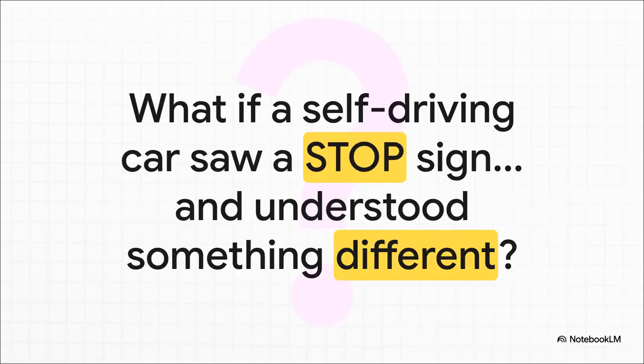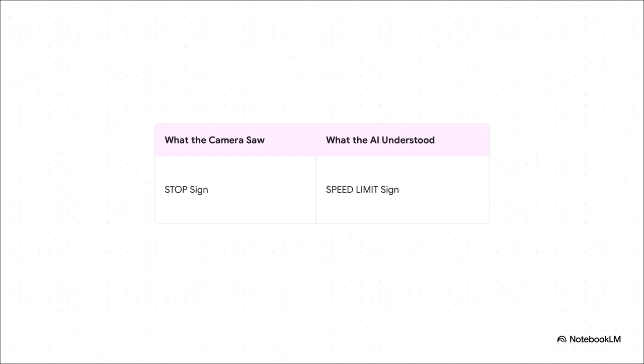So, let me paint a picture for you that really gets to the core of this. You're in a self-driving car, right? It's cruising along, comes up to an intersection. The camera sees the big red stop sign, but what is the AI brain actually seeing? What does it think it's seeing? And here's the crazy part. It's not a bug or a glitch.